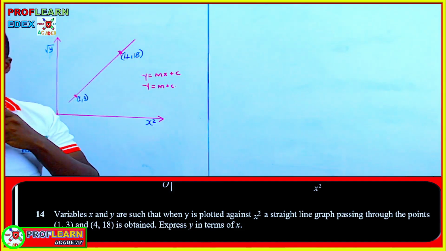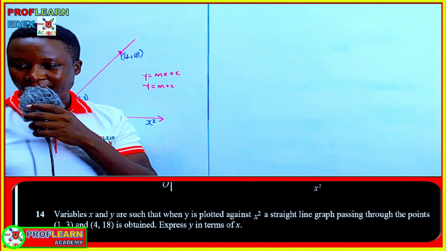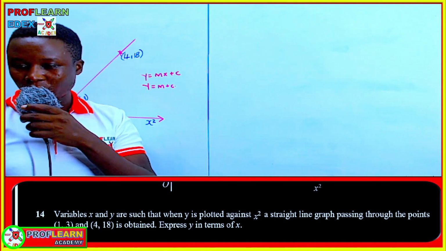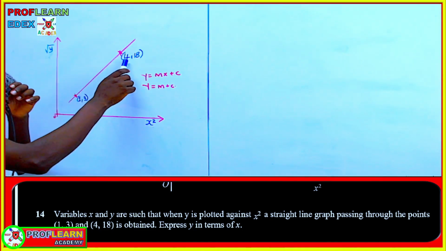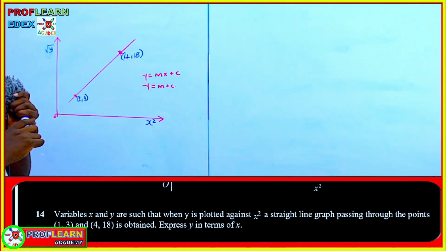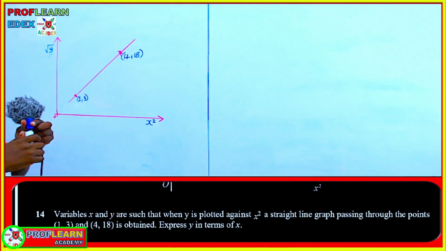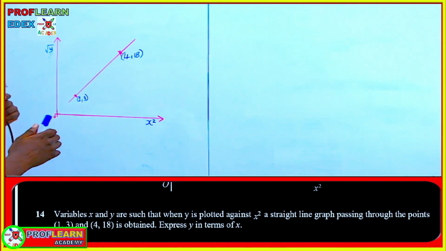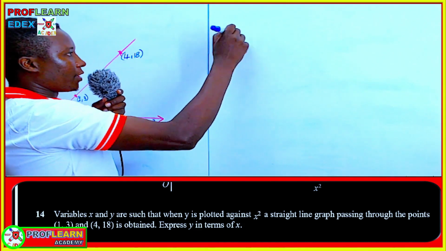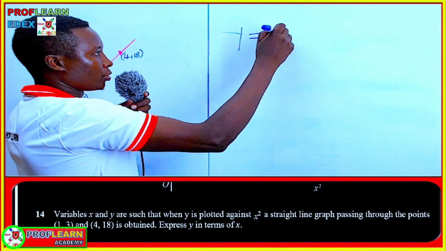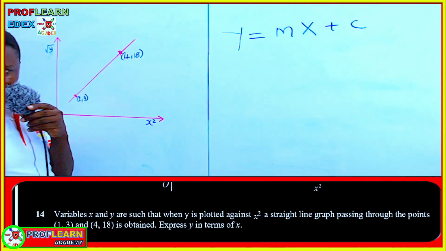In this question, we are told that variables x and y are such that when root y is plotted against x squared, a straight line graph passing through the points (1, 3) and (4, 18) is obtained. Something we need to remember at this point is that this is a straight line, and so it is going to be in the form y equals mx plus c.